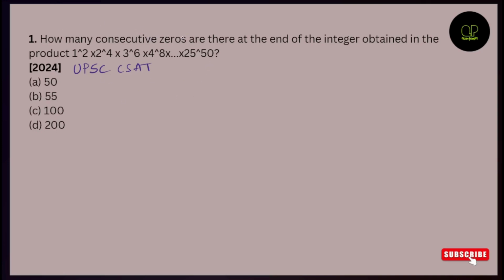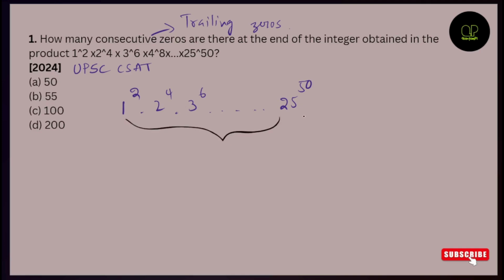How many consecutive zeros are there at the end of the integer obtained in this product? The product is 1 square into 2 power 4 into 3 power 6, and so on till 25 power 50. So 1 is squared, 2 is to the power 4, 3 to the power 6, 25 to the power 50. They're asking for consecutive zeros at the end of the integer, which is nothing but the trailing zeros. So to find the trailing zeros, you should know how many 5s are there here and how many 2s are there.